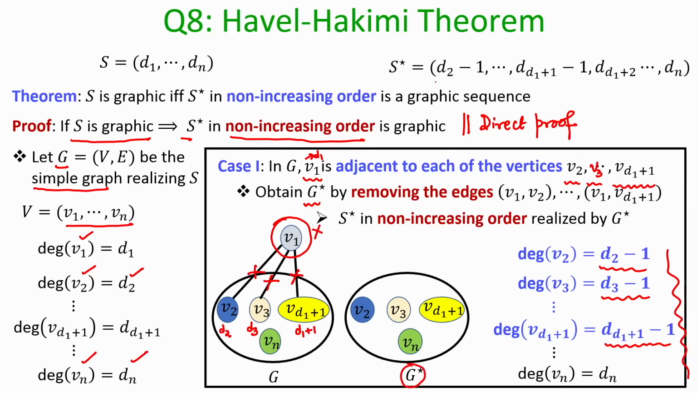because in S star, in order that S star is a graphic sequence, you need a vertex of degree D 2 minus 1 in G star, and you have one such vertex, namely V 2. You need one vertex of degree D 3 minus 1 in G star, and you have one such vertex, namely V 3, and you need one vertex of degree this much, and you have a vertex in G star with that much degree. You need a vertex of degree D n in G star, and you have a vertex whose degree is D n. So, that means now I can say that G star can realize the sequence H star, and hence my sequence H star is also graphic.